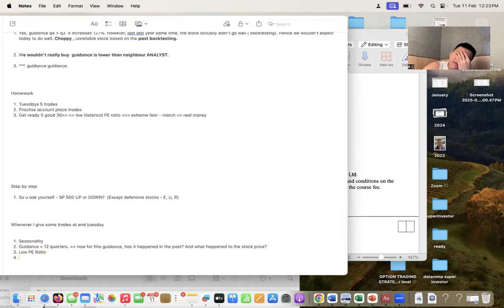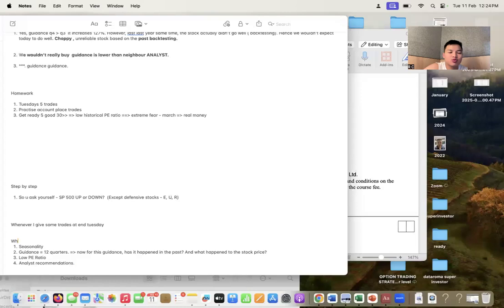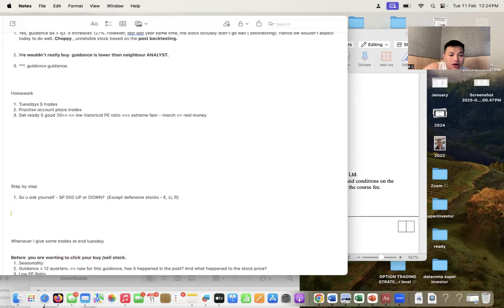Okay, number four is kind of like an analyst recommendation. But this is on top. This is for when you are wanting to click your buy and sell stock. Before you click, this is before. Let me continue. So, we still have to do our first step.